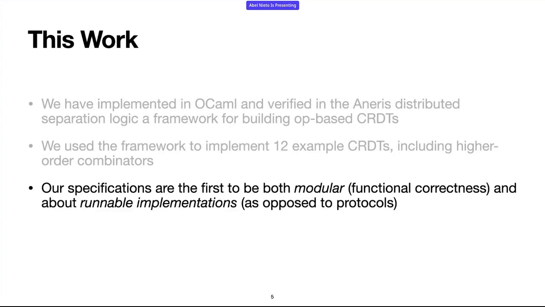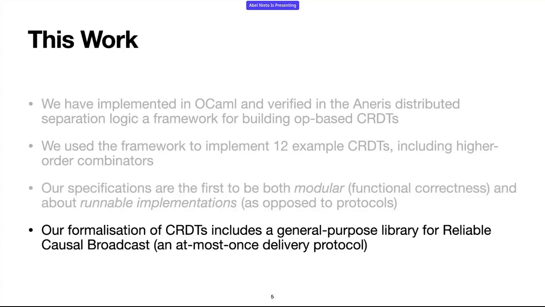And so by modular, I mean that once you have verified your CRDT, you can take some totally unrelated program that is a client of the CRDT, and you can use the specifications for the CRDT to prove that bigger distributed system correct. And by runnable implementations, I mean that the CRDT is not modeled as a state transition system, which is a common thing in other related work. But instead, you write it up in this case in OCaml, a realistic programming language with mutation, local concurrency, etc. And then you're verifying that.